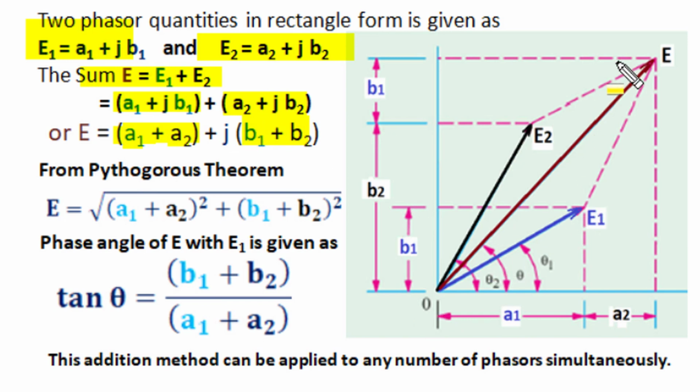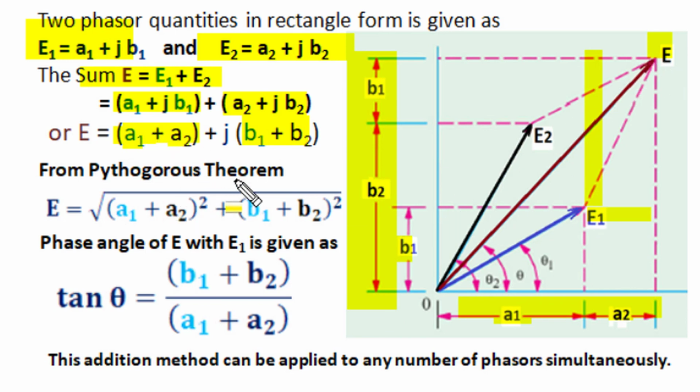And this is also true from this phasor diagram. This a1 is the real component of the E1 phasor, and this a2 is the real component of the E2 phasor, and a1 plus a2 becomes the real component of the resultant sum phasor. Similarly, this b1 is the imaginary component of E1, and this b2 is the imaginary component of E2, and b1 plus b2 becomes the imaginary component of the resultant vector.